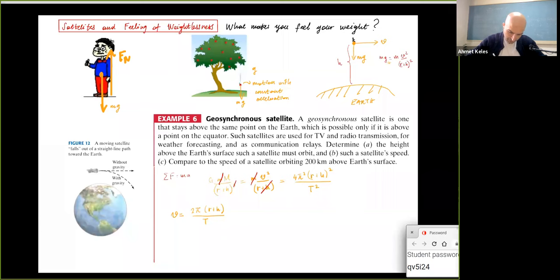Now, (r plus h) cubed is equal to G M divided by 4 pi squared, and this one is T squared. Is that correct? Let's check. I have G, I have M, I have (r plus h) cubed, I have 4 pi squared, and I have T squared. I think I have everything. I didn't miss anything. Now I take the cube root of each side, and I need to clean this one.